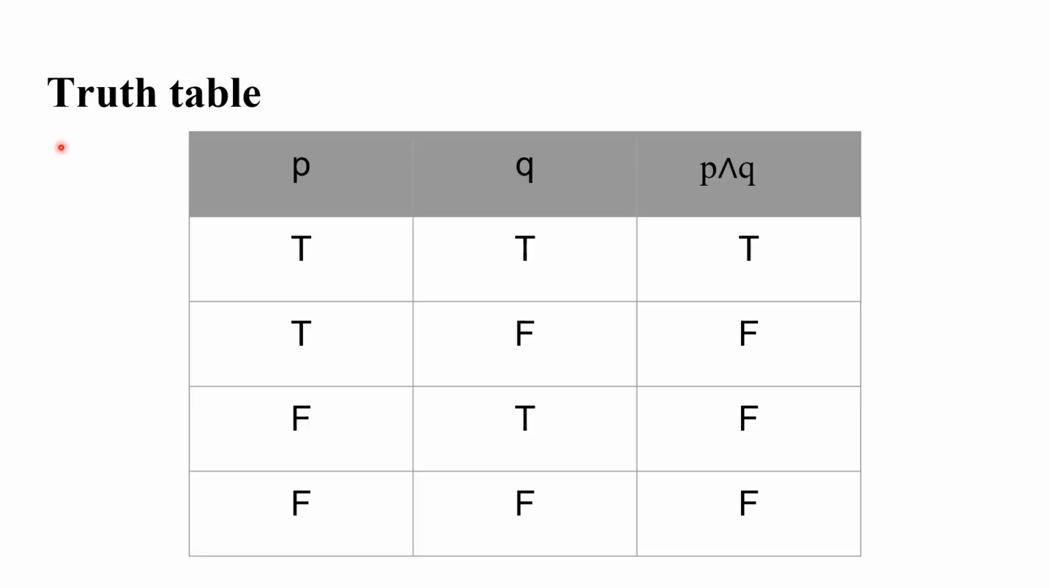So there is its truth table. If P and Q are both true, their conjunction will also be true. Take a look at this truth table. You will find that if P or Q, one of them, is false, their conjunction will be false too. So if you want P and Q's conjunction to be true, both P and Q must be true.